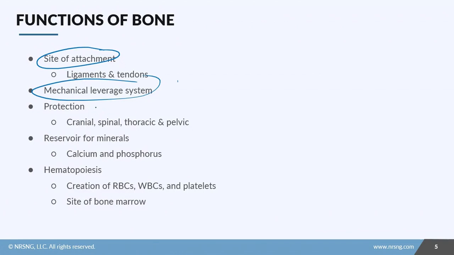The other thing bones do is offer protection for different organs. The cranium protects the brain, and the spinal cord is protected by vertebrae. You have the thoracic cavity, which is for your heart and lungs. And then you also have your pelvis, which helps to protect some of the internal organs. Another thing that bones do is they're a reservoir for minerals. Calcium and phosphorus are stored in bones, and when the body needs them, they go to the bone to get them out. One final thing that bones do is they are responsible for a process called hematopoiesis, which is the creation of red blood cells, white blood cells, and platelets. It's the site of bone marrow, and this is where all of this happens.